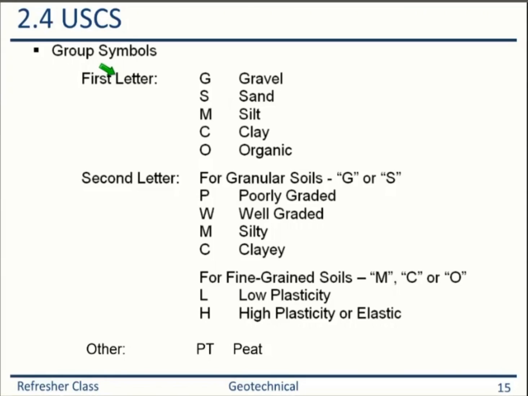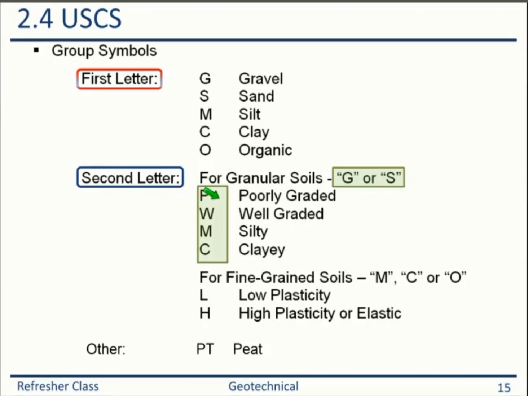Your first letter could be G for gravel, S for sand, M for silt, or C for clay. Organic will not do. And your second letter, if your first letter is gravel or sand, could be either P, W, M, or C. P stands for poorly graded, W stands for well graded, M stands for silty, C stands for clay. Or if your first letter is either silt or clay, M or C, then the second letter should be either L or H. So these are the techniques, right? Sounds pretty straightforward. Let's see what happens.